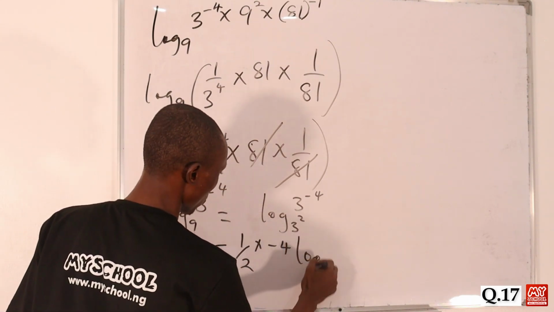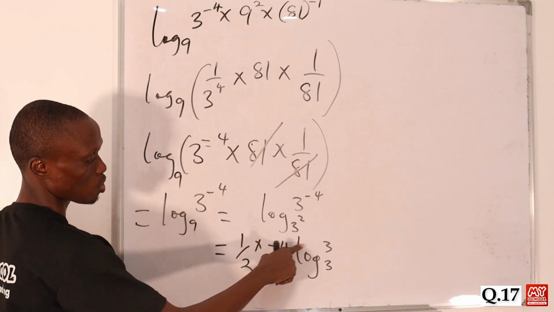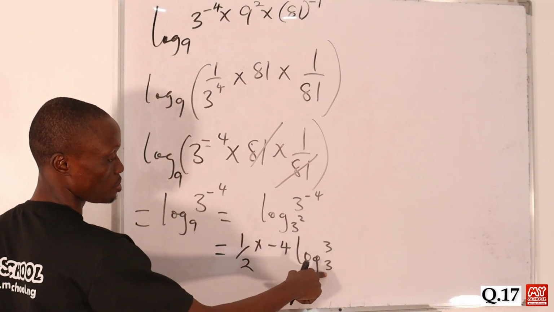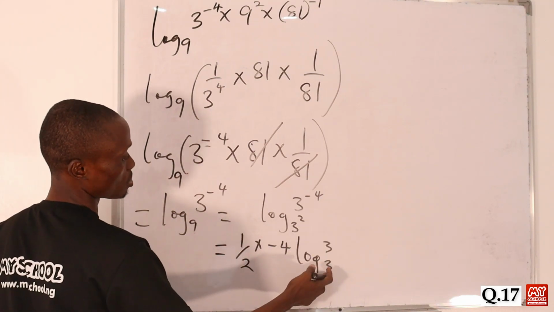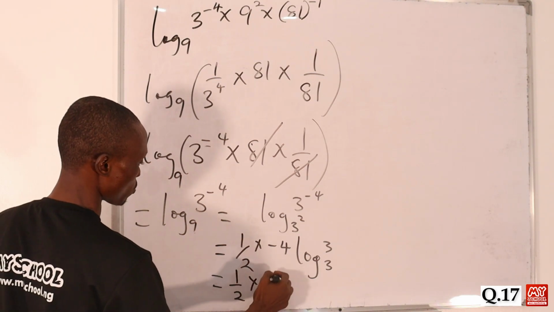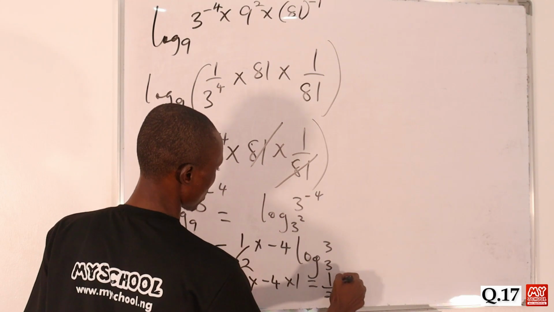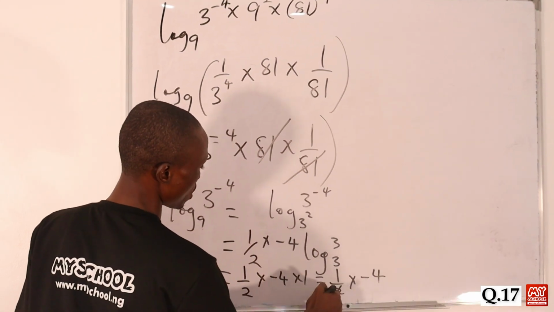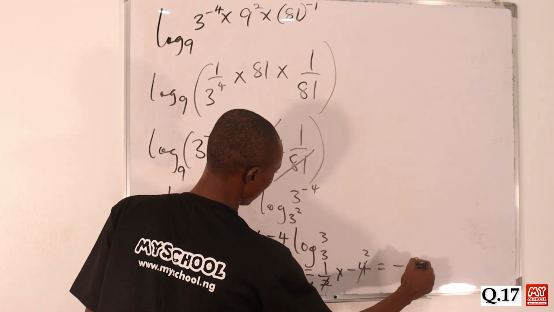So this is also log 3 base 3. Okay, but remember that when the number and the base is the same, it's equivalent to 1. So log 3 base 3 is equal to 1. So at the end of the day, we have 1/2 times minus 4 times 1, which still remains 1/2 times minus 4. So 2 here is 1 and 2 here will be 2. So at the end of the day, we have minus 2.